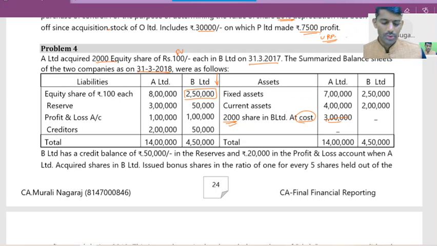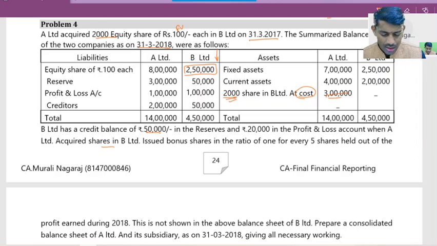But here how much was there? 2,500 shares of rupees 100 each are there. Imagine, B Limited has a credit balance of 50,000 in reserves and surplus and 20,000 in P&L when A Limited acquired shares. That means on the date of acquisition, this was the opening balance, and the increase in reserves we have to take as post-acquisition fluctuations.